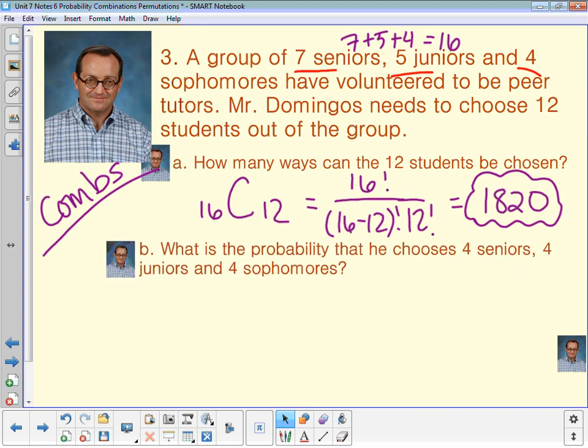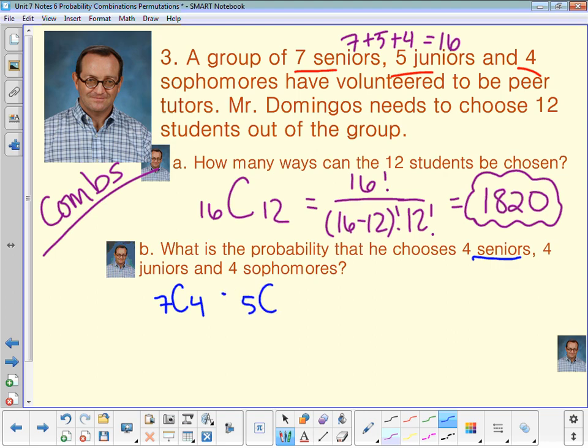So now let's look at part B. It says, what's the probability that he chooses 4 seniors, 4 juniors, and 4 sophomores? 3 things happening here. Choosing the seniors, choosing the juniors, choosing the sophomores. We're going to need the combinations formula for all 3 of these. For the seniors, I have 7 to choose from, and I'm choosing 4. For the juniors, I have 5 to choose from, and I'm choosing 4. And for the sophomores, I have 4 to choose from, and I'm choosing 4.